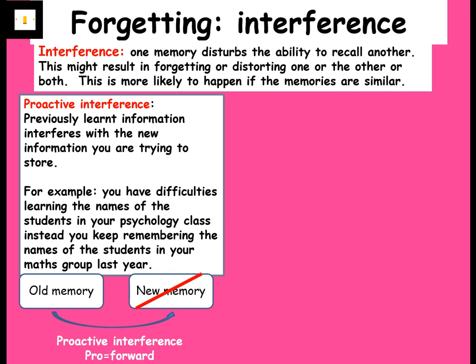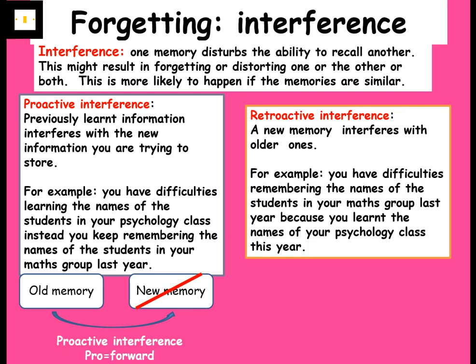So for example, you have difficulties learning the names of your students in your psychology class. You keep remembering students in a previous class. So that's where, if you like, an old memory interferes with a new memory.